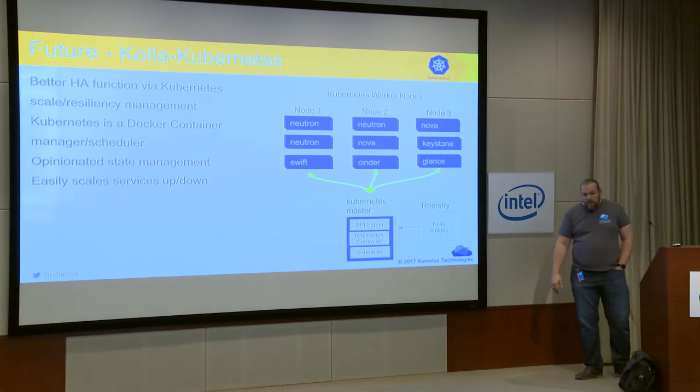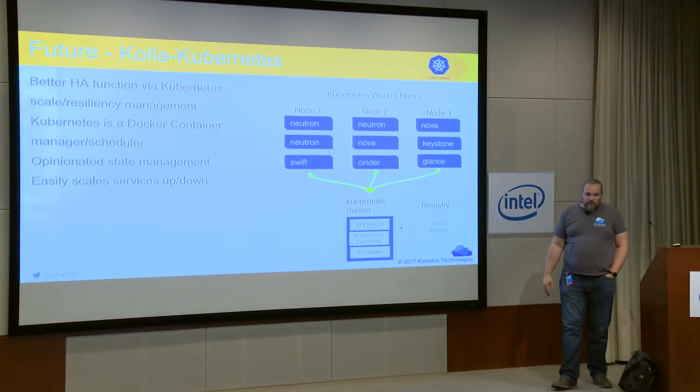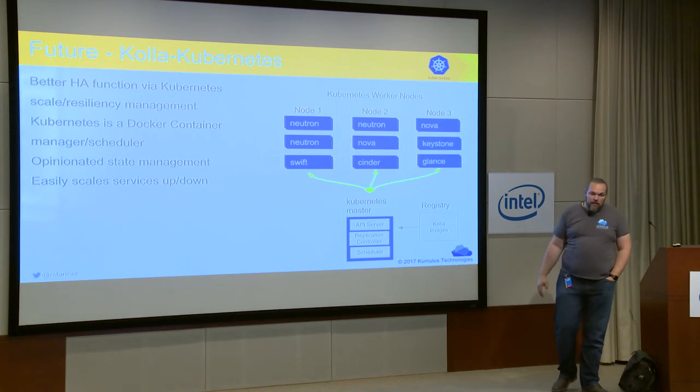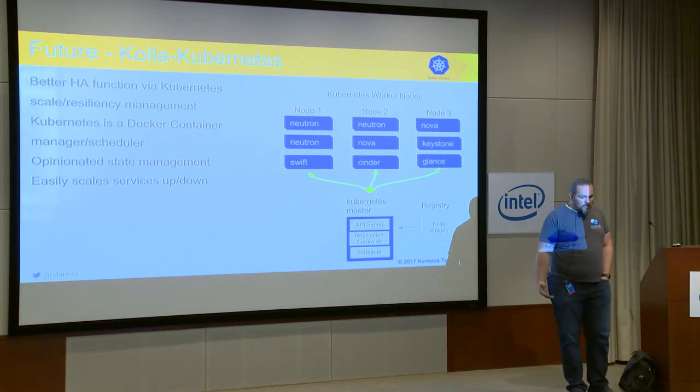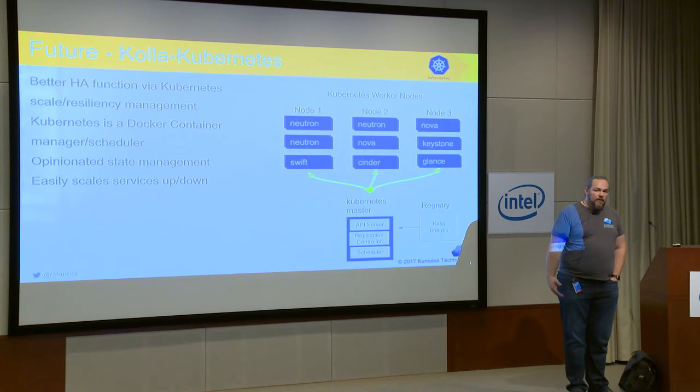So the one thing that's maybe still missing is that the Kolla Kubernetes, actually I think in Ocata now this has pretty much been addressed, but some of the resiliency wasn't there. In the Mitaka-based environments, I know I had issues with some of the deployments.